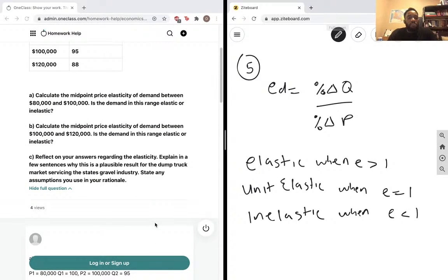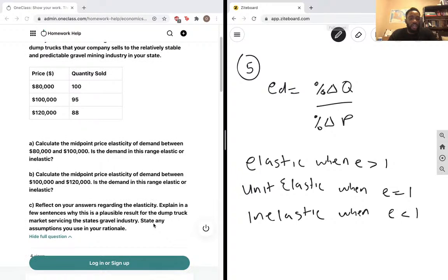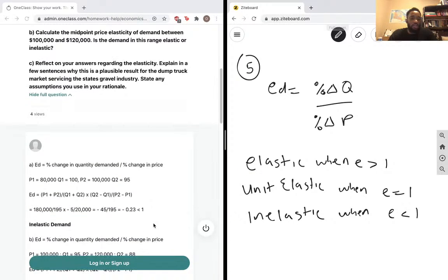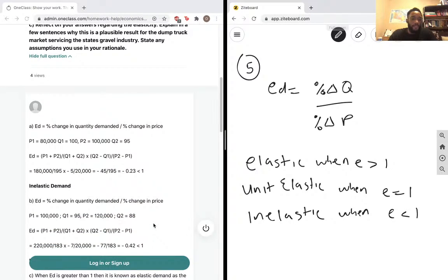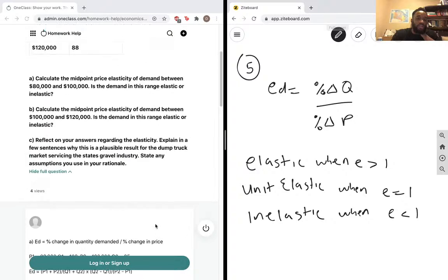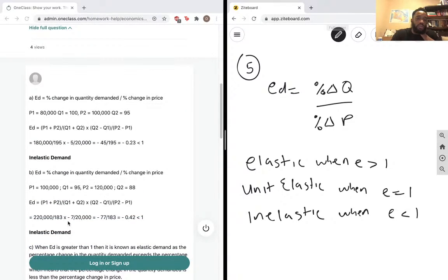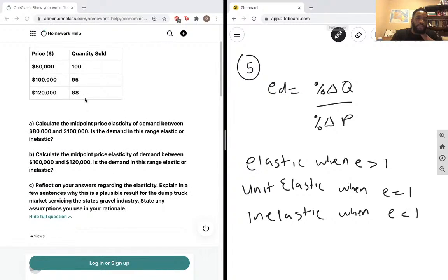Part B says calculate the midpoint price elasticity of demand between 100 and 120,000. Is demand in this range elastic or inelastic? Let's look at that as well. So we have P1 plus P2 over Q1 plus Q2 multiplied by Q1 minus Q1 over P2 minus P1, which is 220,000. That's 100 plus 120 over 183, which is 95 plus 83.